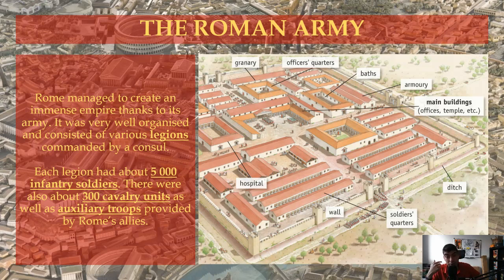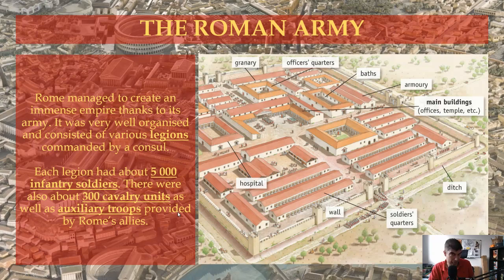This army was called the Legion. It consisted of various legions, and the legions were commanded by the consuls. Remember this magistrate. The generals were the consuls. Its legions had about 5,000 soldiers with 300 cavalry units and some auxiliary troops provided by Rome's allies. They weren't Romans, and they lived in these camps, okay, that were somehow very small cities. In fact, many of these Roman camps later developed into cities.